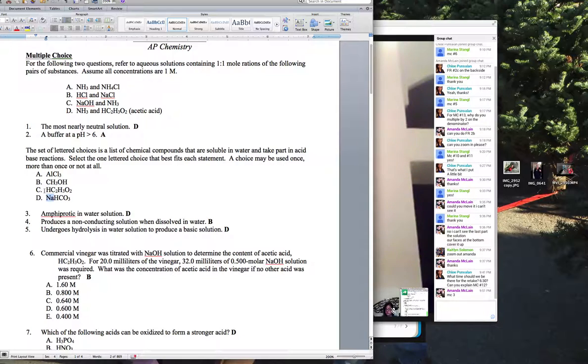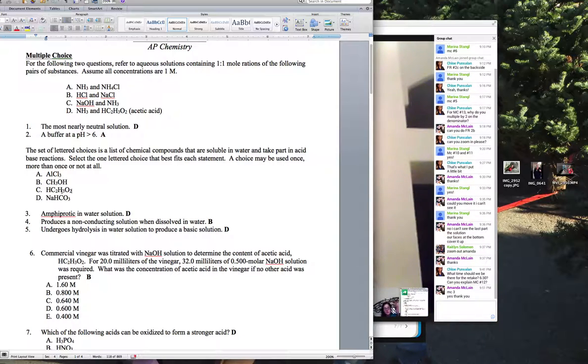I just thought of something else too. Looking at C, there's not a negative floating around over here to add another H. Sometimes there's a negative that shows that it can gain another H, and there's no negative on that one. So Amanda, does that make sense for number three on the multiple choice? Okay, good.